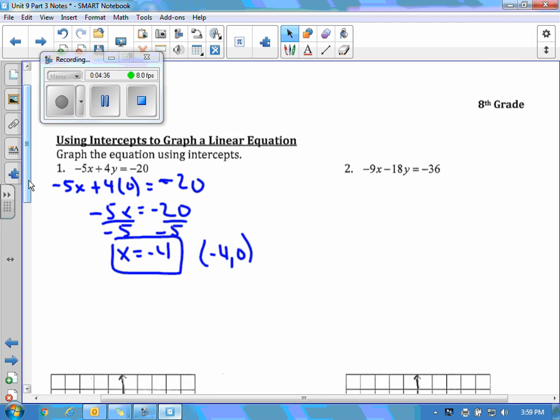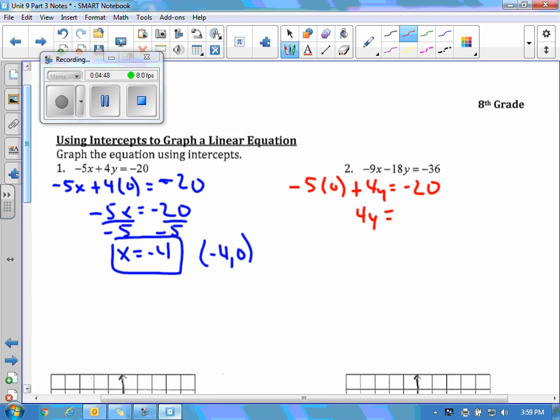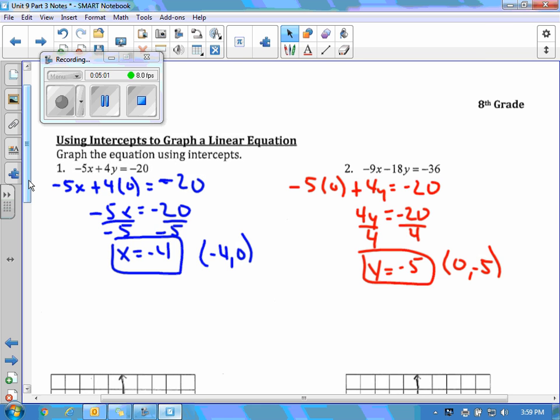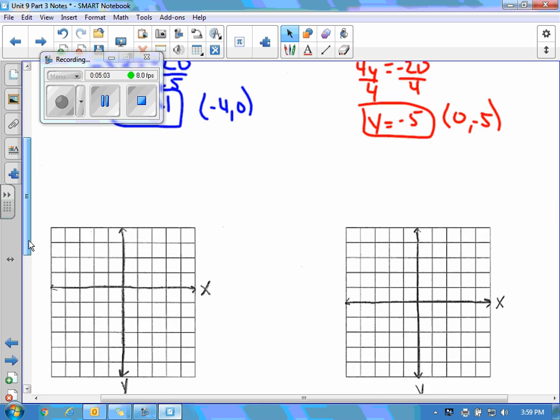I'm going to work off to the right to give myself some more room. To find the y-intercept, I need to do the opposite. I need to plug in 0 for x. So I'll get 4y equals -20. Divide both sides by 4. I get y equals -5. So my y-intercept will be at 0, -5. So then to graph this, I just need to plot these 2 points on my graph.